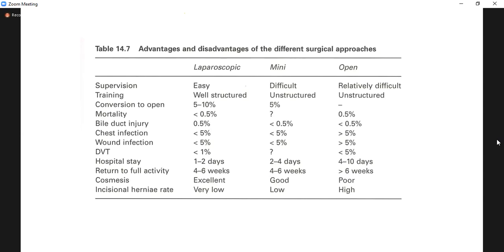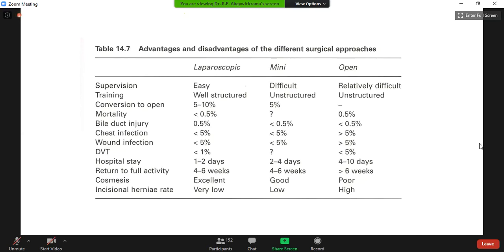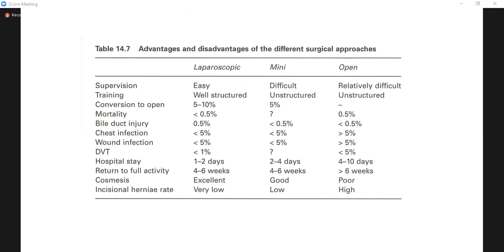Hello. Have you seen laparoscopic cholecystectomy? Yes, sir. Very good. Have you seen open cholecystectomy? Not very much, no, because nowadays people don't do a lot of open cholecystectomies.